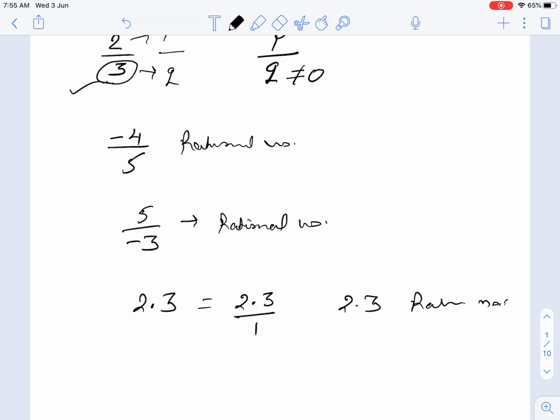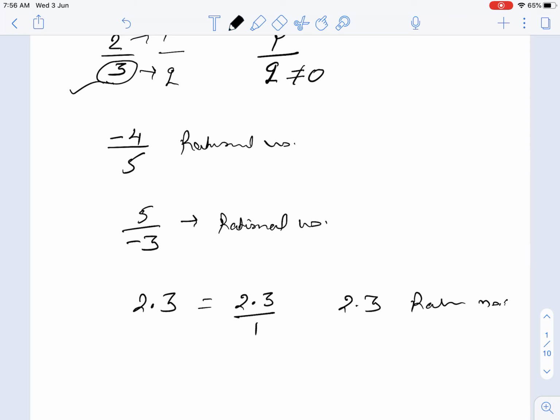From this we have learned that for being a rational number, it is not compulsory to have a denominator. If no denominator is there, it means that the denominator is 1. When the denominator becomes 1, the number is represented in numerator denominator form, that is P upon Q form. So this number is also a rational number.